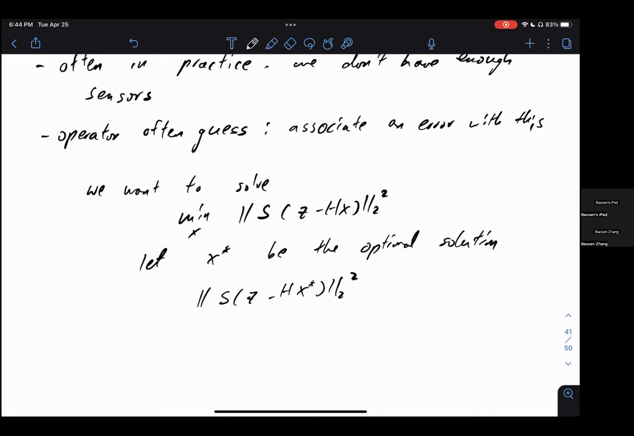Sensors will always have noise. That's one reason. The second reason this cannot be zero is that typically you have more measurements than states. Remember in your homework, your state is only four elements, but you have a lot more power measurements. You cannot make everything zero because of this. So you don't expect this to be zero. But is there a sense of how large this should be? Is there a sense of this being unreasonably large or unreasonably small?